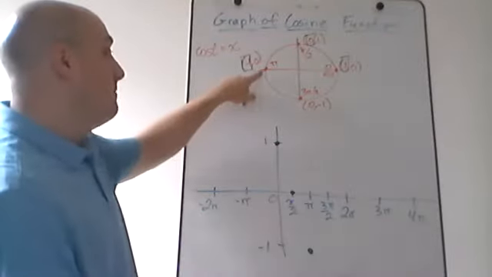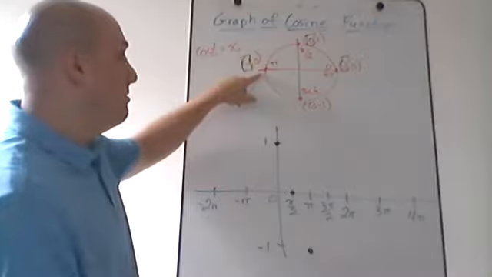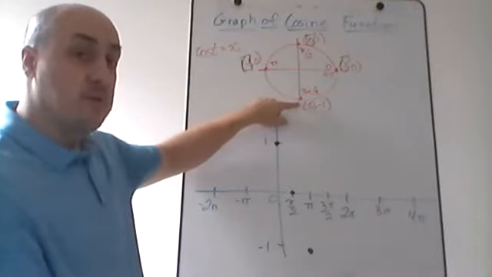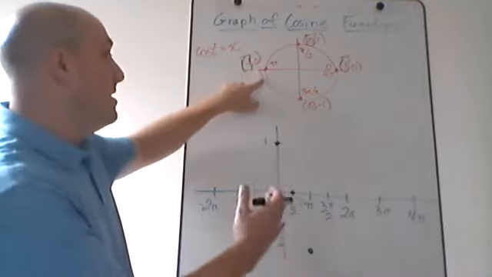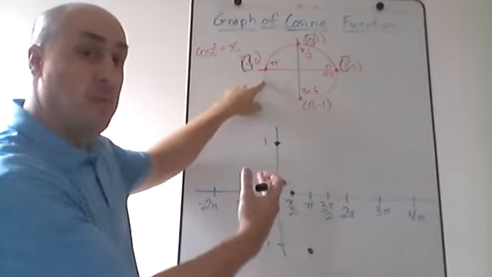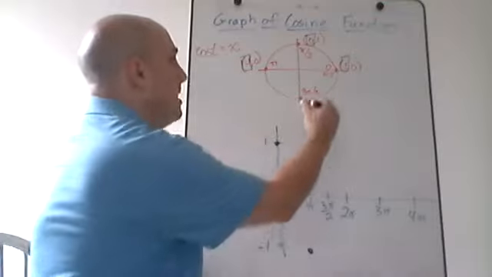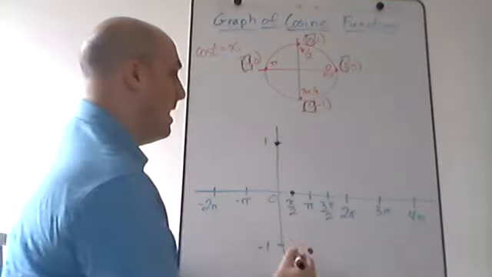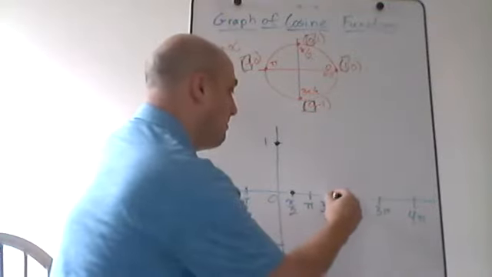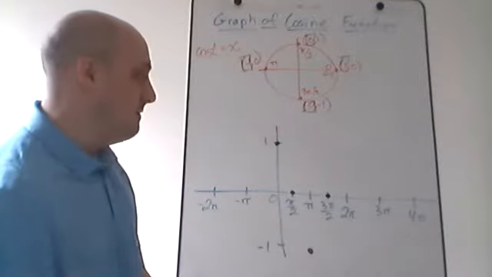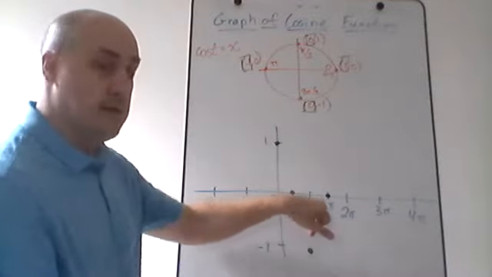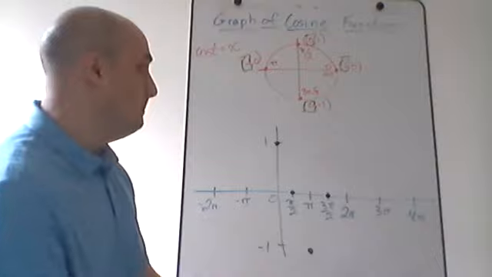Then, as I move from pi to 3 pi over 2, through the third quadrant of my unit circle, my x-coordinates are starting to increase, because now I'm moving to the right, so my x values are getting bigger. They're still negative as I move through the third quadrant until I get to 3 pi over 2, where they get back to an x value of 0. So I plot that point of 0.